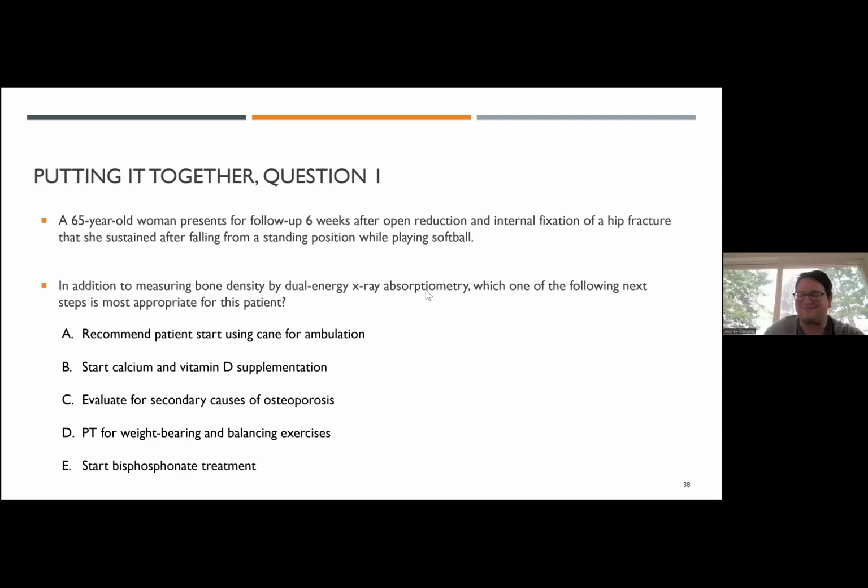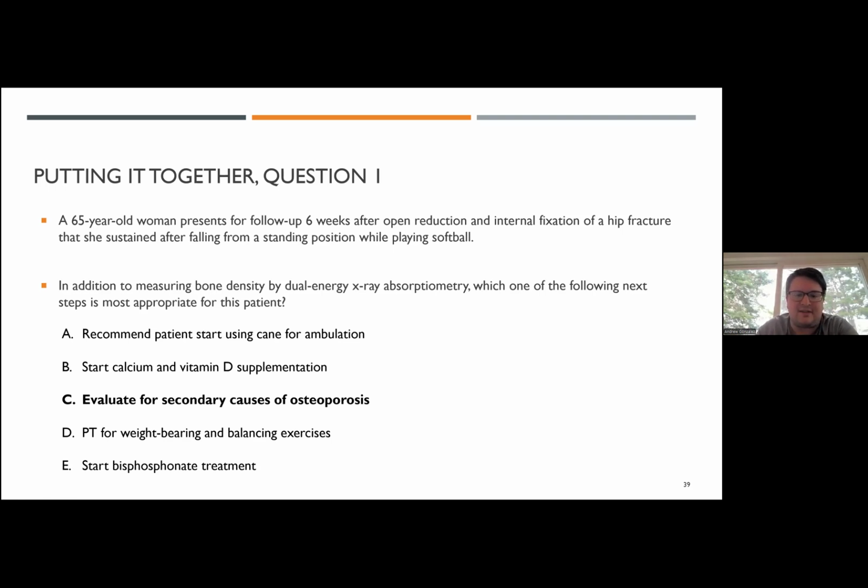40%, I see it. 40% answered C, exactly correct. First, you want to evaluate for secondary causes of osteoporosis, other things that you can be treating: hyperthyroidism, hypogonadism, what have you. Then you can start thinking of your next steps, in concordance, calcium and vitamin D supplementation. And if there are no other secondary causes, then starting your bisphosphonates. Excellent.